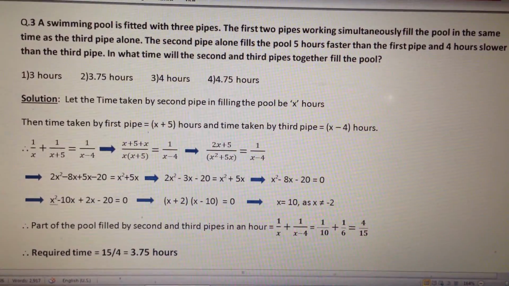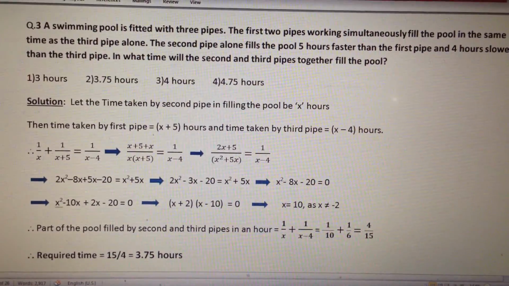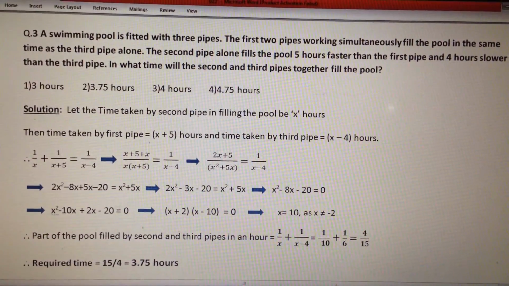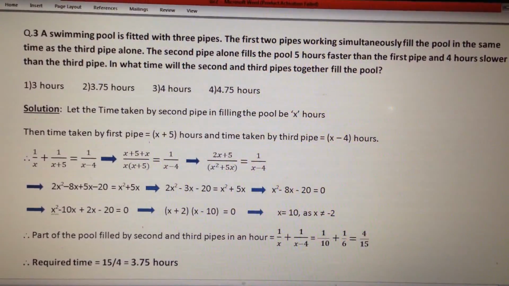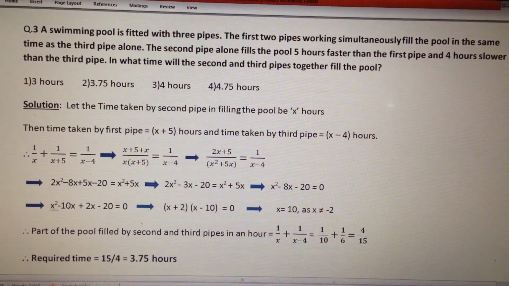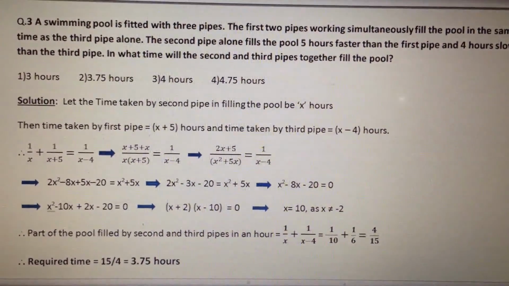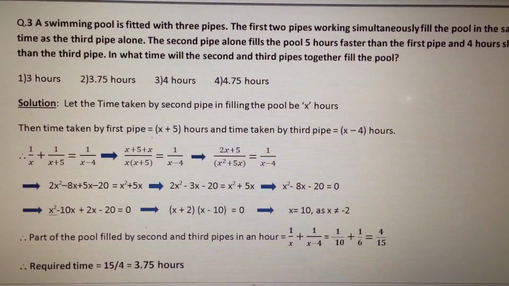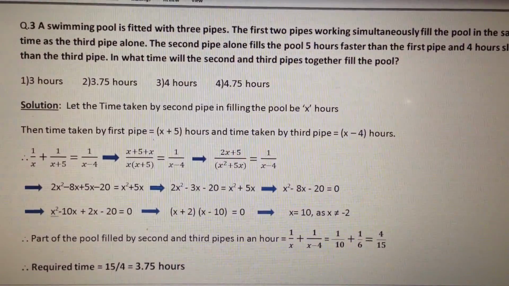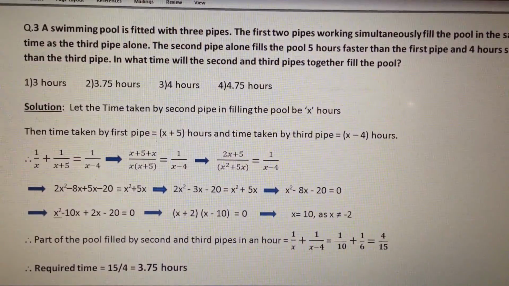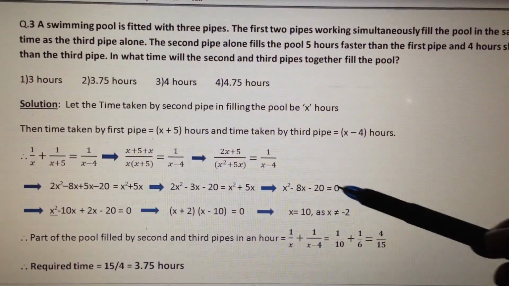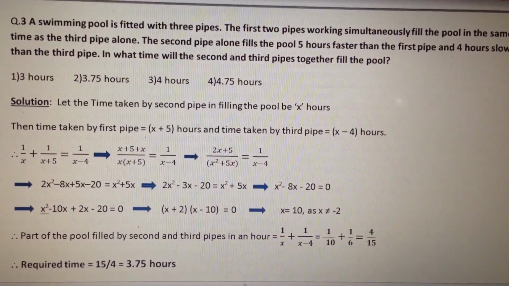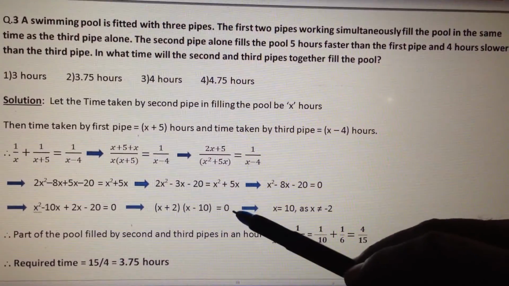Now we can write the equation 1 by X plus 1 by X plus 5 is equal to 1 by X minus 4. This is written on the basis of the first statement, where it is given that the first 2 pipes working simultaneously fill the pool in the same time as the third pipe alone. So the equation is X plus 5 plus X by X into X plus 5 is equal to 1 by X minus 4. On simplification, this gives us a quadratic equation x square minus 8x minus 20 is equal to 0. Now on solving this by factorization, we get x plus 2 into x minus 10 is equal to 0.